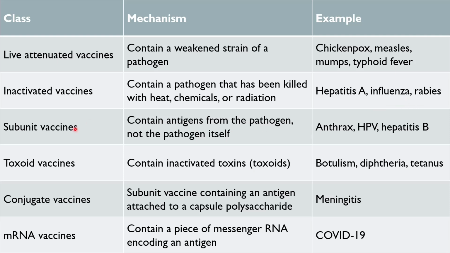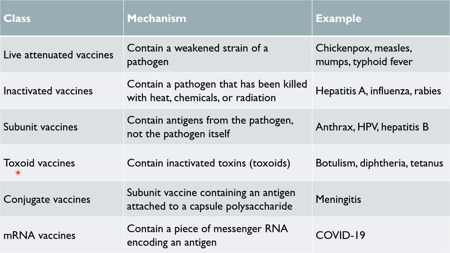Then there are subunit vaccines. Subunit vaccines do not contain the pathogen itself, but rather an antigen, perhaps from the surface of the pathogen, which is good enough for your body to recognize in order to mount an immune response. Examples of subunit vaccines are the anthrax vaccine, human papillomavirus vaccine, and the hepatitis B vaccine.